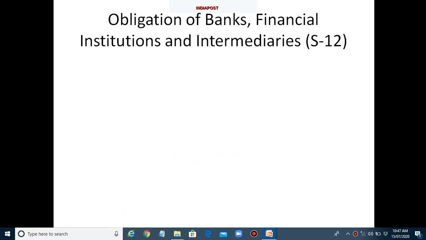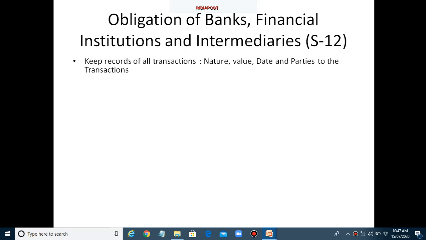Obligation of banks, financial institutions and intermediaries. According to this act, what is the obligation for banks and financial institutions? Let us discuss. The primary obligation is to keep record of all transactions, nature, value, date, parties to the transaction. Don't worry, we have the Finacle software. It's a very good software and this will take care of keeping of records for all transactions, digital records for all transactions. But we have to preserve the physical records with us.